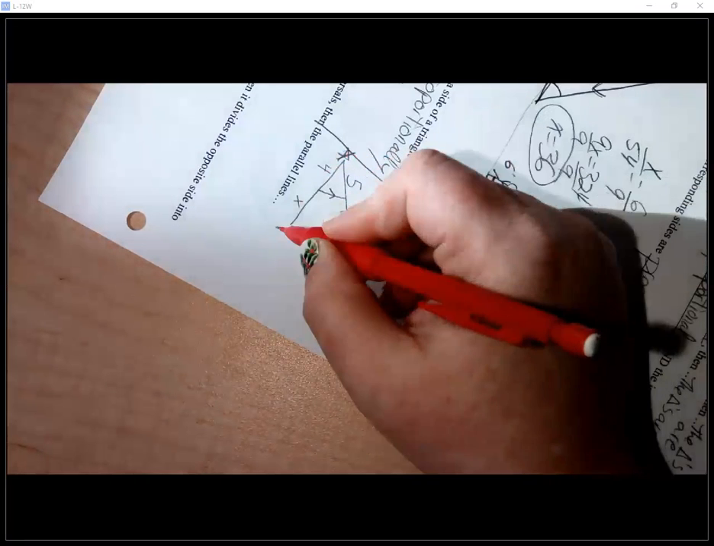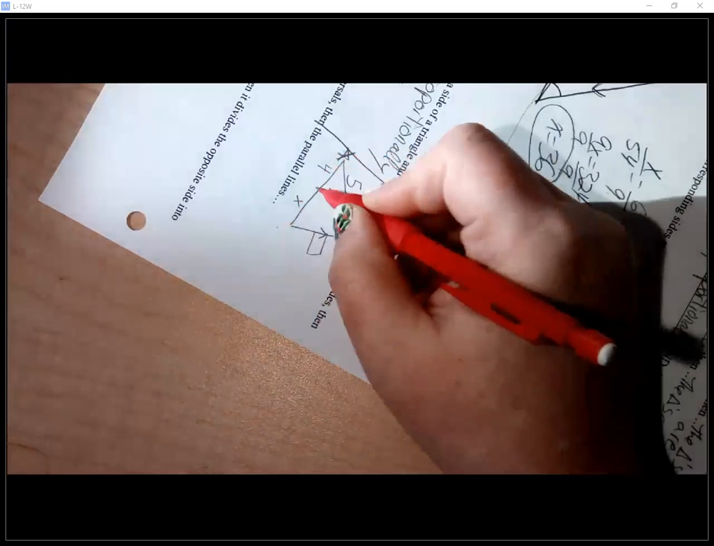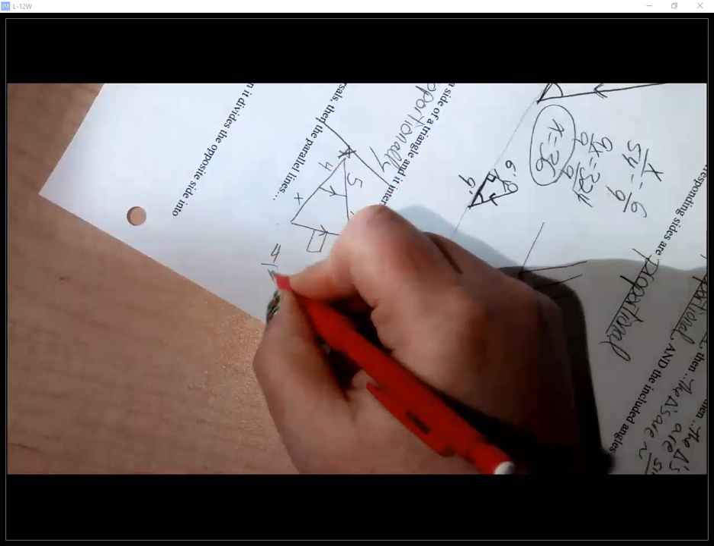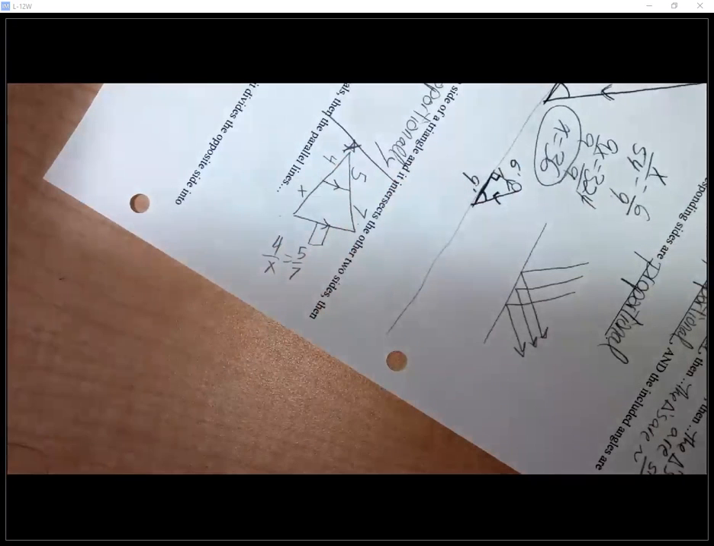So when I go to set up my proportion, I literally do this. I start at the star and I work my way down. So my proportion would be 4 over X equals 5 over 7. Start at the star, work your way down.